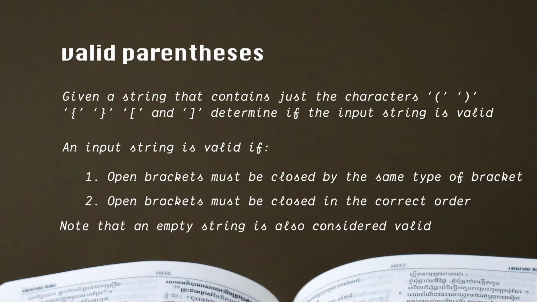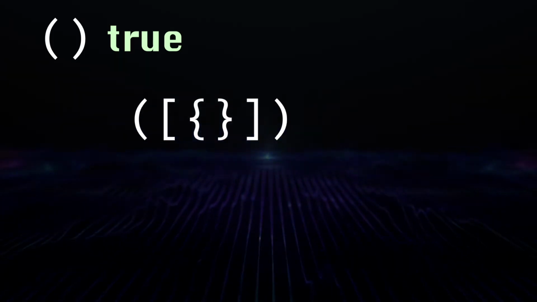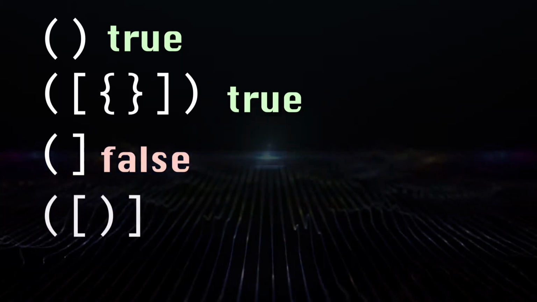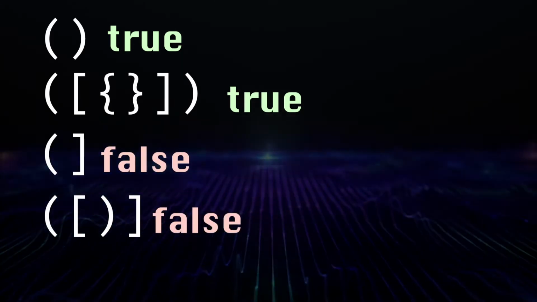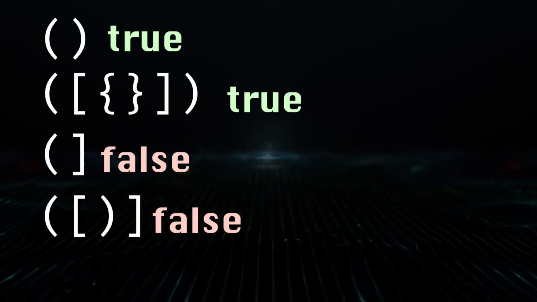With all that in mind, let's step through a few examples. Here's a simple one, just an opening and closing parentheses. Obviously this one is valid or true. The next one, we have a set of one each, all neatly opened and closed in the right order. So this one is valid or true. Here's a simple false example and a more complex false example where there are nested parentheses and they're not closed in the proper order.